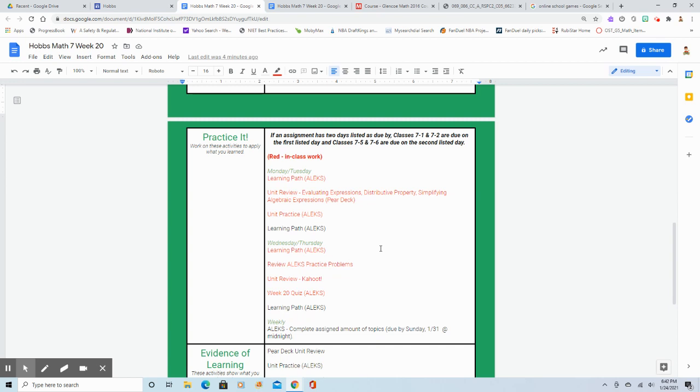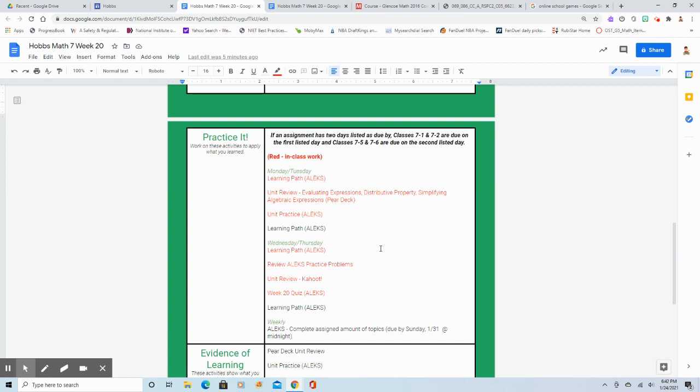And then you have your unit review. We're going to use Pear Deck. We're going to look at all the evaluating expressions, distributive properties, simplifying algebraic expressions. I'm going to put notes up. We're going to practice. Then we're going to use ALEKS for some more practice. And then the learning path. Again, I want to stress that. I don't know they'll get through the unit practice for ALEKS. It depends on how long this Pear Deck takes. So I'm trying to get through in the hour and 15 minutes I have. If they have any work at all, it'll be that unit practice.